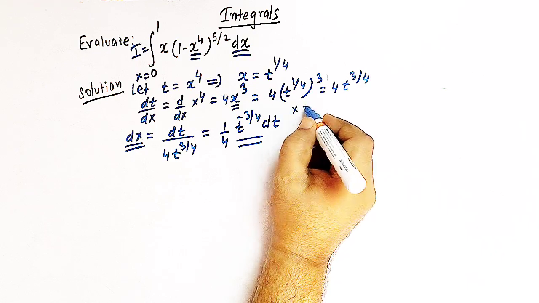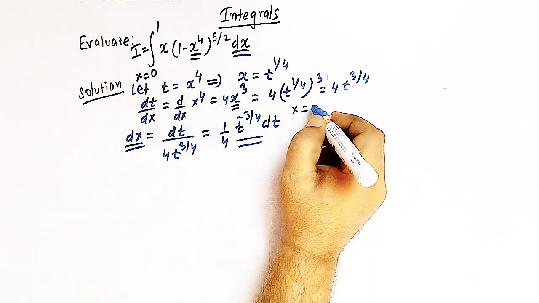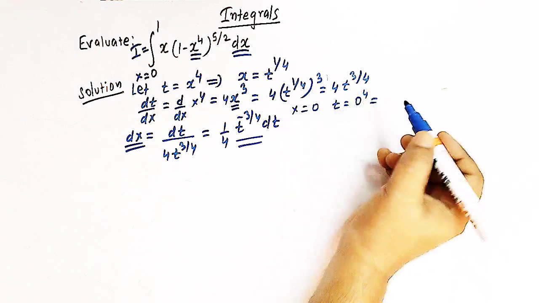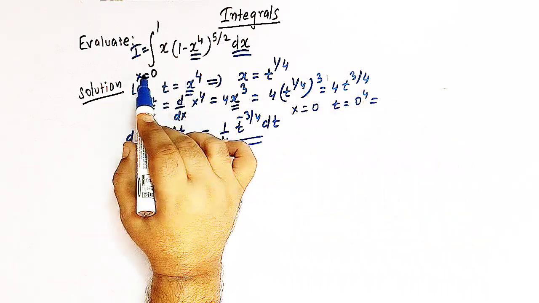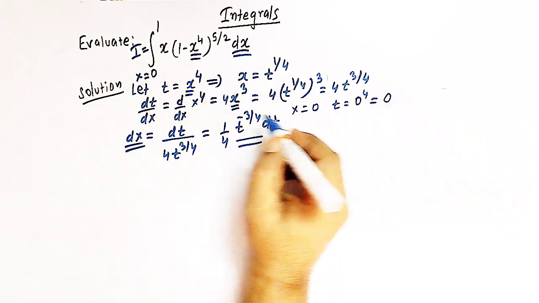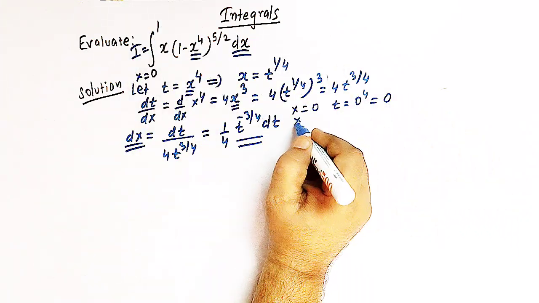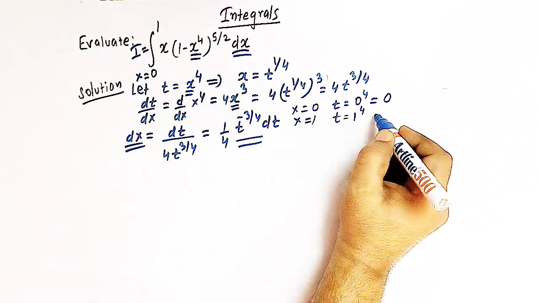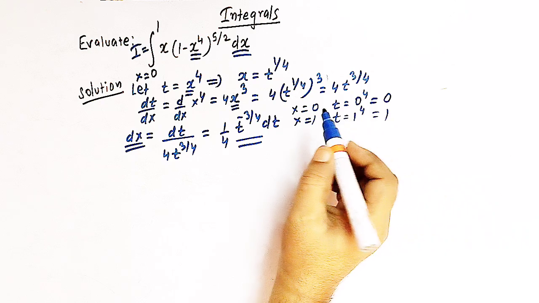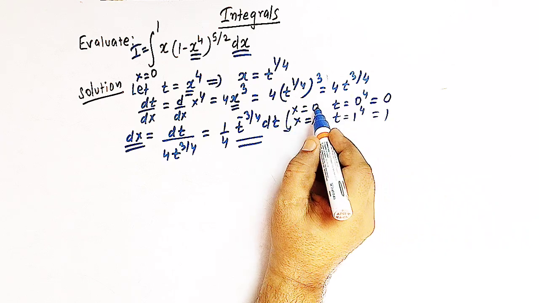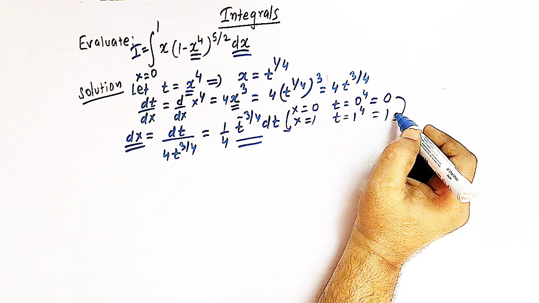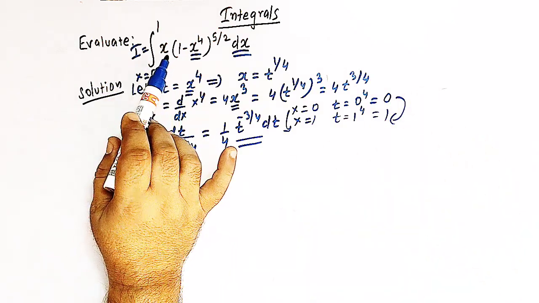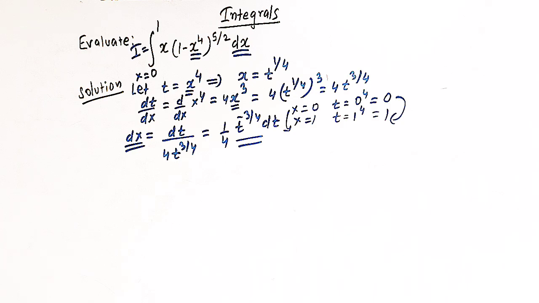When x = 0, which is the lower limit, we have the value of t as 0 raised to 4, so t is 0. And when x = 1, 1 being the upper limit, t is 1 raised to 4, that is simply 1. So when x goes from 0 to 1, t goes from 0 to 1. Now let us rewrite this integral in terms of t.